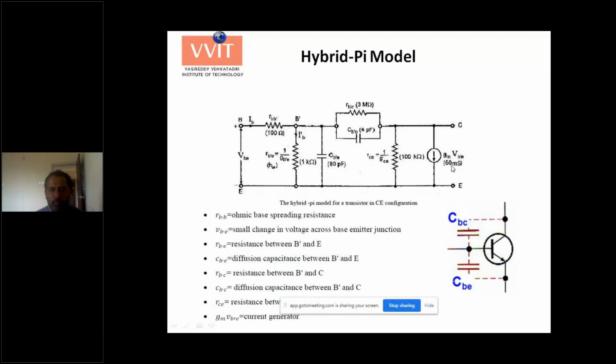Then we have this resistor RB'C. So this is a feedback resistor. This accounts for base width modulation. Because you know what is base width modulation. Because of base width modulation, when we increase reverse voltage on the collector junction, there is a change in input current. This resistor accounts for this. Usually this will be very high, from 1 mega ohm to hundreds of mega ohms. Typical value we have mentioned is 3 mega ohms.